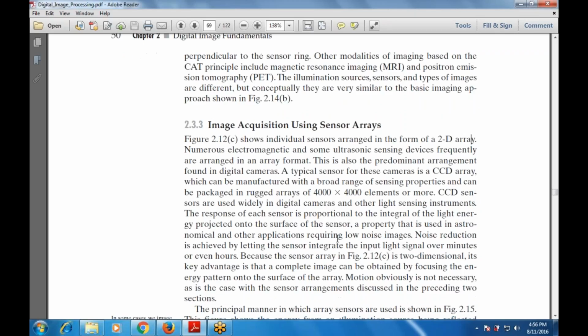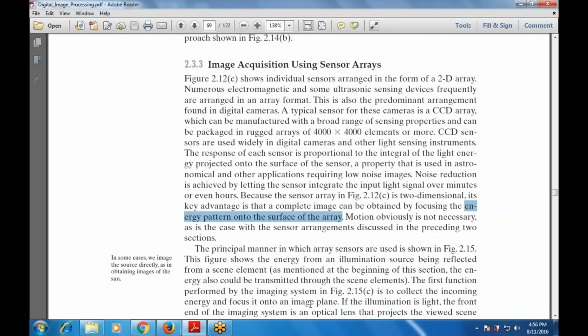And because the sensor array is two-dimensional, its key advantage is that a complete image can be obtained by focusing the energy pattern onto the surface of the array. That means the main focus is on the surface of the array. Motion obviously is not necessary, as in the case of the sensor arrangements discussed in the preceding two sections.